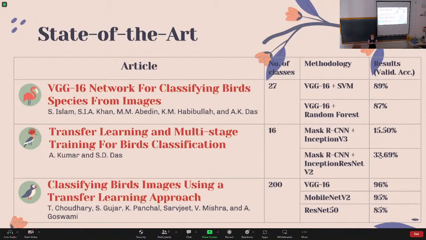The third approach presents a comparison between three pre-trained models applied to this problem. They use the Birds 400 dataset, which will also be the dataset used in this paper. The highest accuracy was 96% for the VGG16 model.